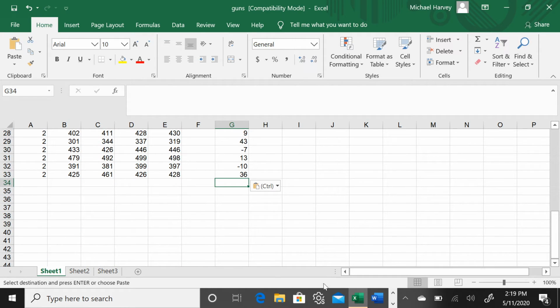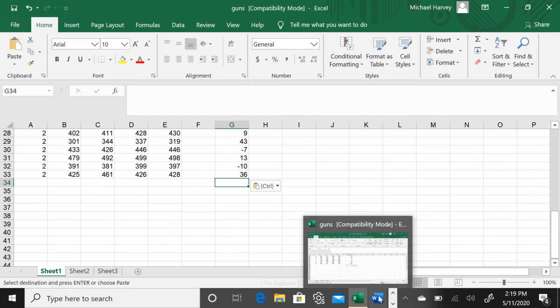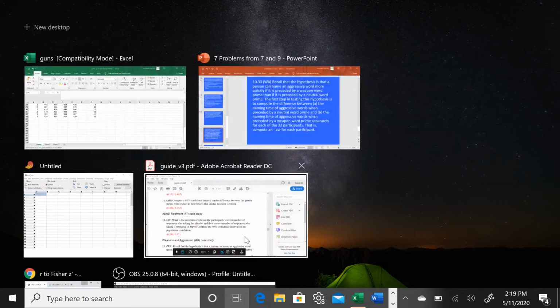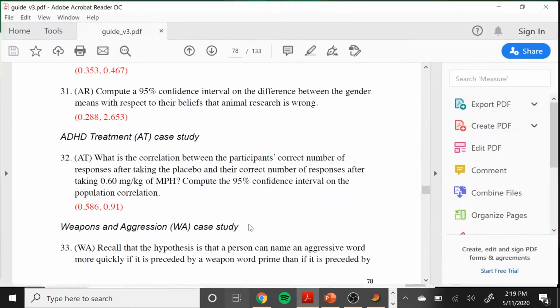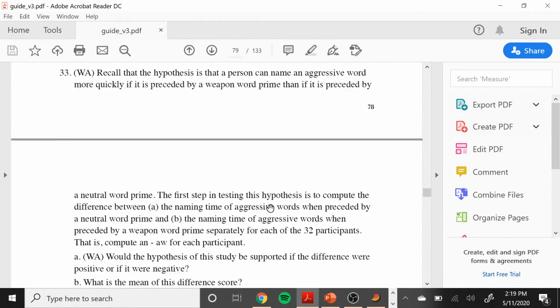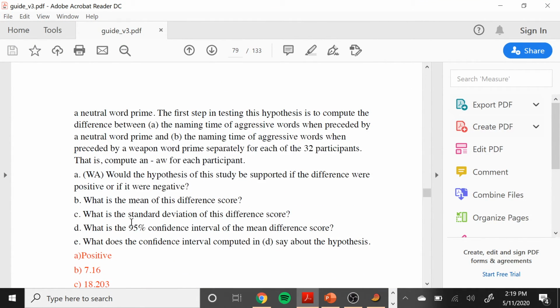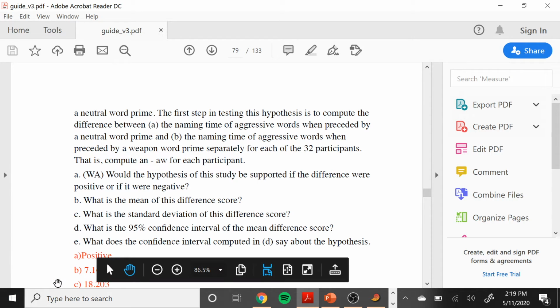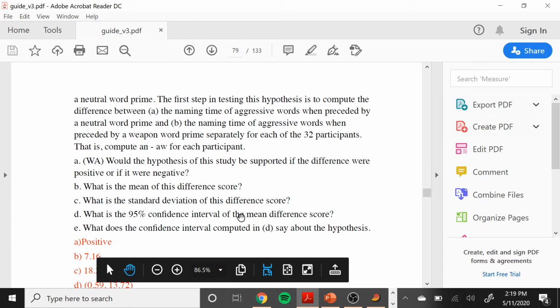Okay. So we'll go ahead and look at some of the things he wants to do with this just for practice here. I think you guys can probably handle it from there, but we'll take a look just in case. There's a whole lot of things. Would the hypothesis of this study be supported if the difference were positive or if it were negative? He tells us positive. I don't want to reread the whole study, so we'll go with that. What is the mean of this difference score?